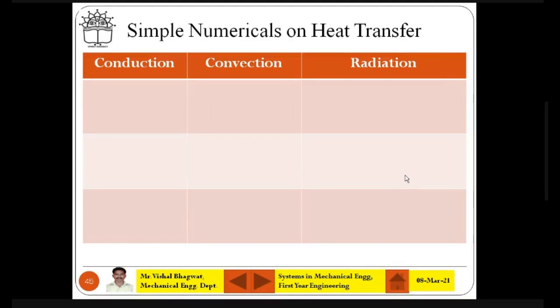So we are going to solve numericals based on heat transfer, but we have seen conduction, convection, radiation. In conduction, the flow of heat is proportional to the area normal to the heat flow direction and the temperature gradient in the direction of heat flow. So I can say Q is proportional to A and dT by dx. dT is the change in temperature between two surfaces, and dx is the thickness between these two surfaces. So that is conduction.